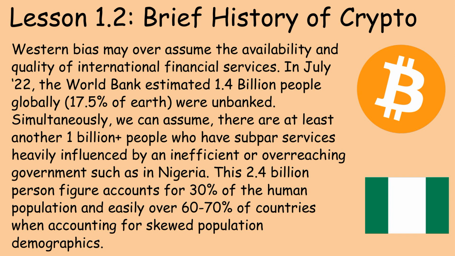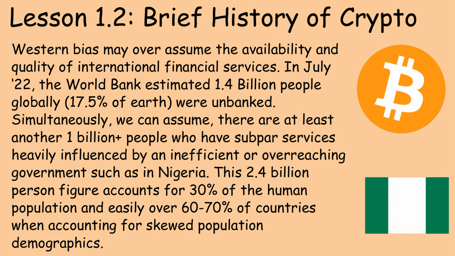So, using our rough 2.4 billion figure, this accounts for 30% of the human population, where if you line up the countries sequentially by human population, due to the skewed population demographics of certain countries, such as China, India, and the US, this easily represents 60-70% plus of countries, if you want to look at it that way. So crypto essentially has a very large target audience to address, and we've barely scratched the surface in terms of true crypto adoption.